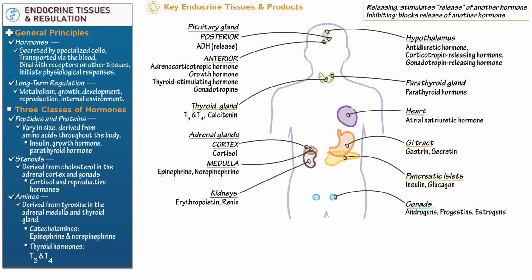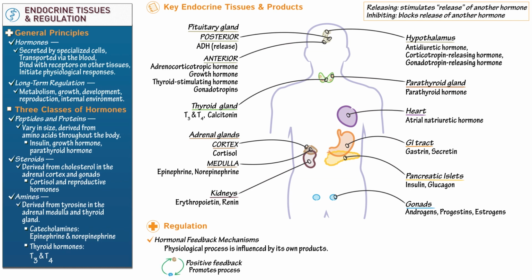Finally, let's look at regulatory mechanisms that control the secretion of hormones and receptor response. Write that hormonal feedback mechanisms are physiological processes that are influenced by their own products. In positive feedback, the hormonal pathway is reinforced by its own products to ensure additional secretion. This type of feedback is relatively rare.